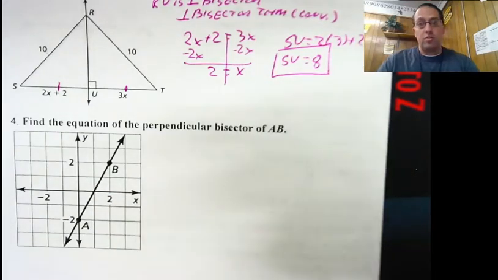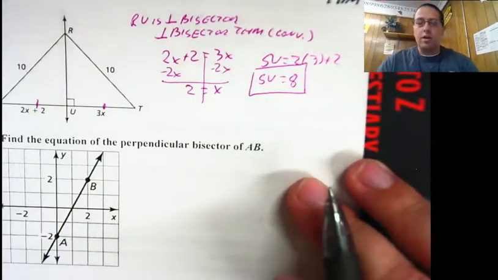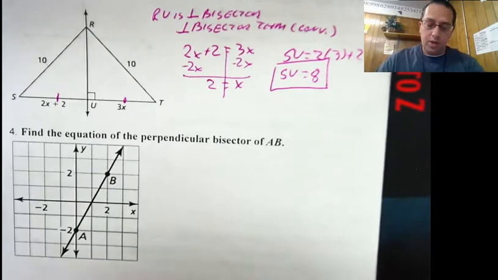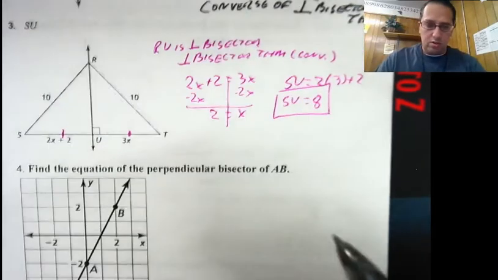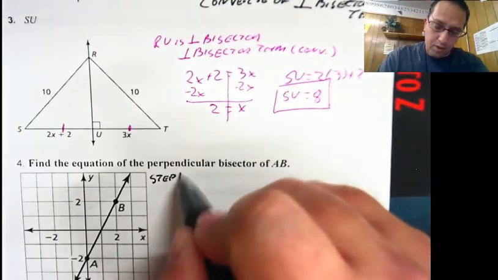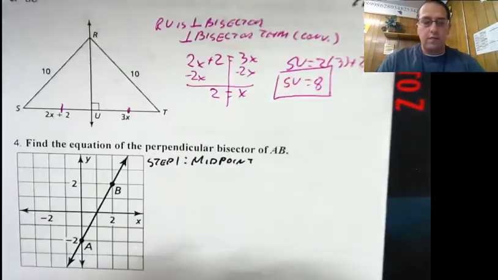So that means we've got to find two things. First, we have to find where the midpoint is. Second, we have to find the slope of the line, right? Because you have to have a slope and you have to have a point. So step 1 is the midpoint. So how do you find the midpoint?